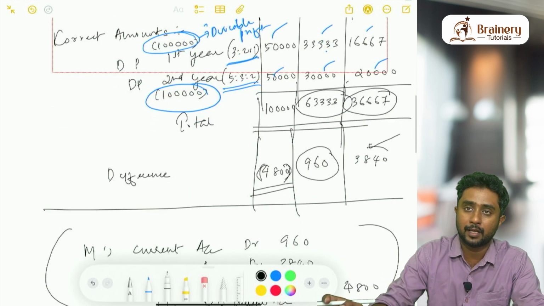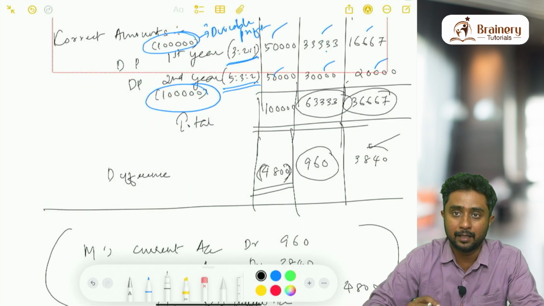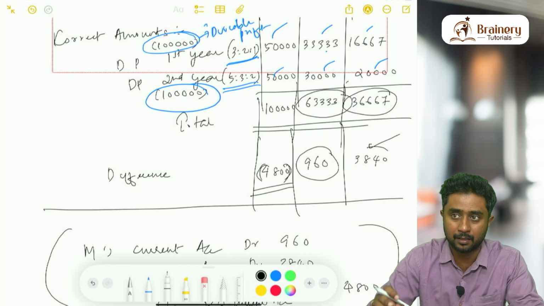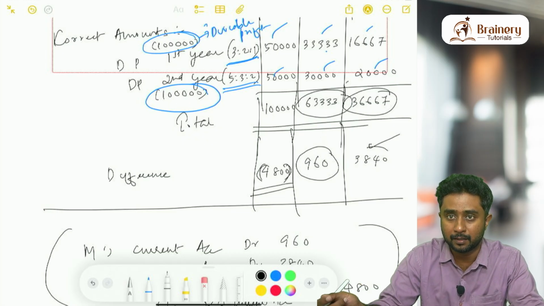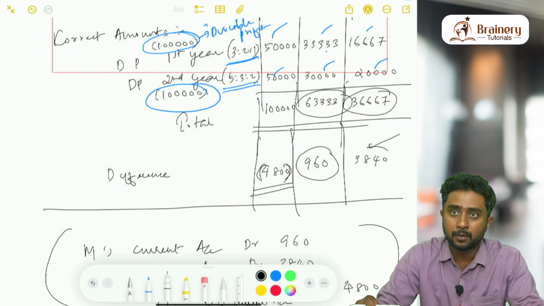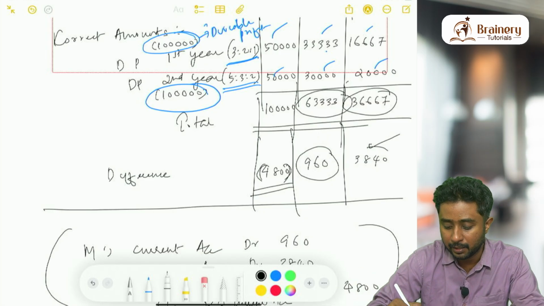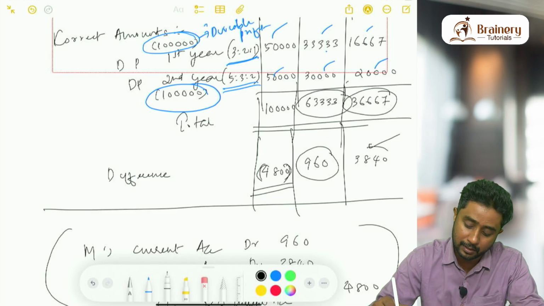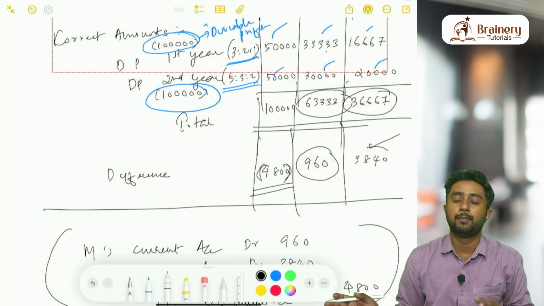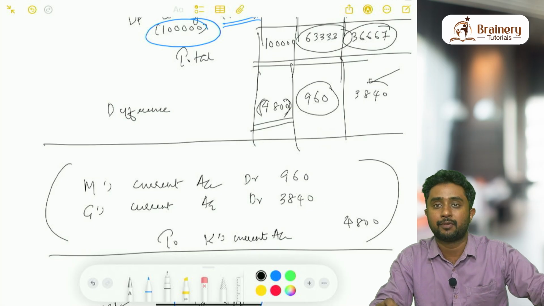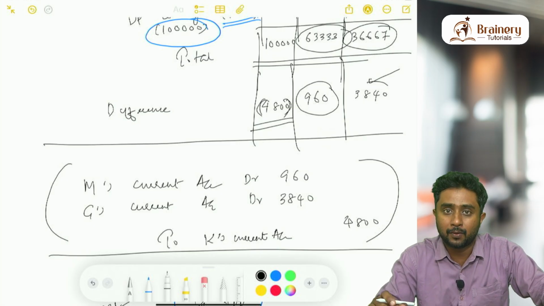As you can see, for the other two partners we have got positive values, and for the first partner we have got a negative value. It means that because of the error, the first partner has suffered a loss of 4,800, which should be compensated by the other two partners who have gained because of this mistake. Their gains total will be equal to the loss suffered by the first partner. Adding 3,840 and 960, obviously you will get 4,800. That means these two people have to contribute that money back to the partner who is suffering the loss because of this mistake. So for that we have to pass the entry.